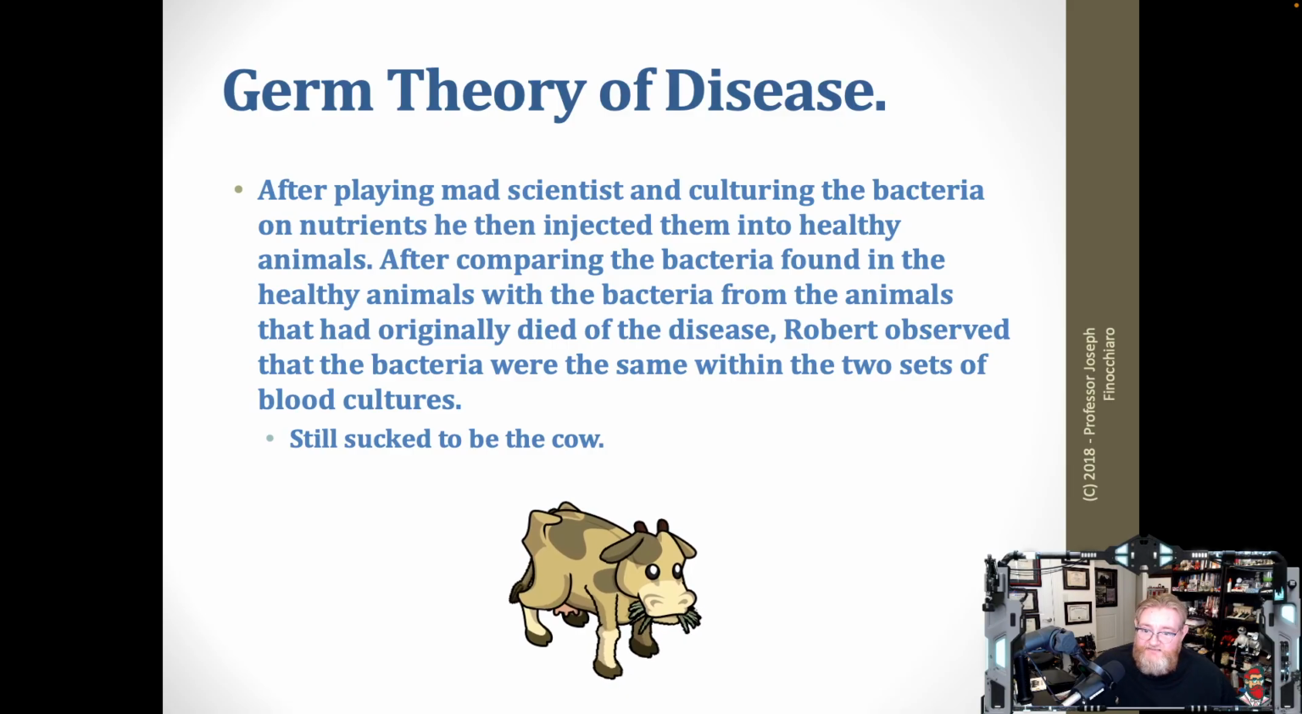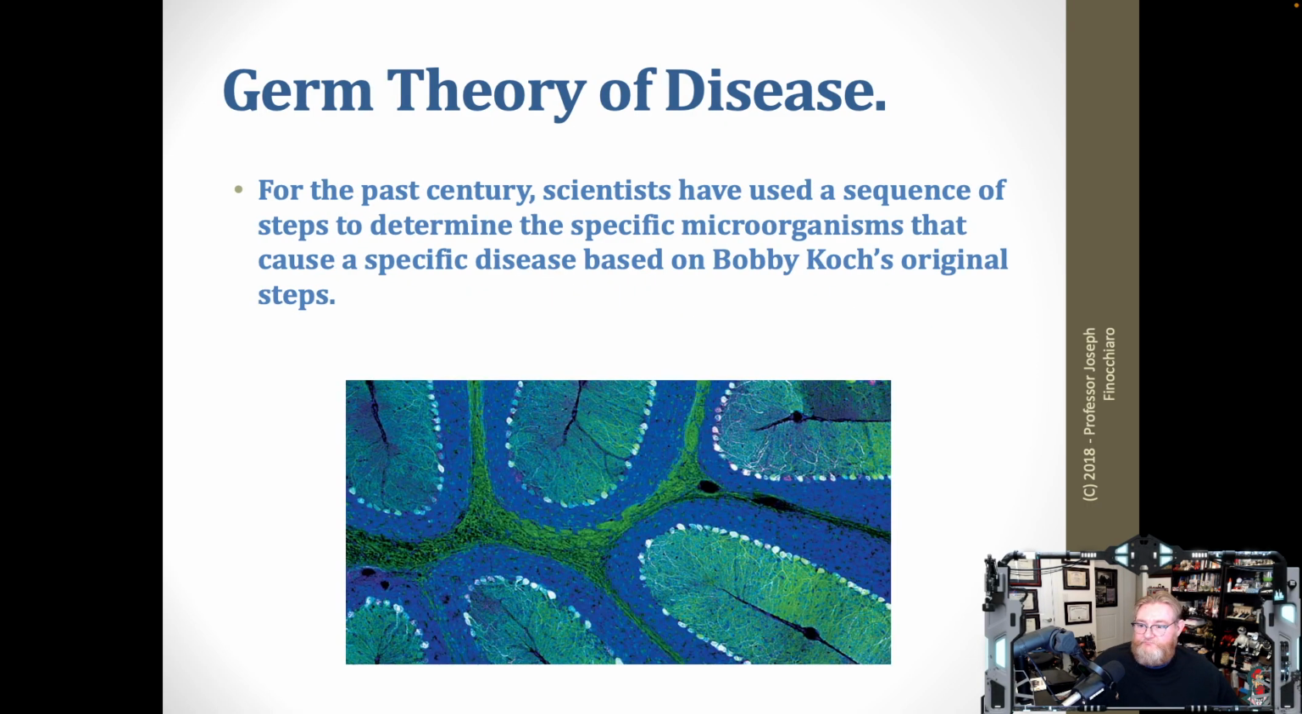After playing mad scientist and culturing the bacteria on nutrients, he then injected them into healthy animals. After comparing the bacteria found in the healthy animals with the bacteria of the animals that originally died of the disease, Robert observed that the bacteria were the same within the two sets of blood cultures, and it still sucked to be the cow no matter what.